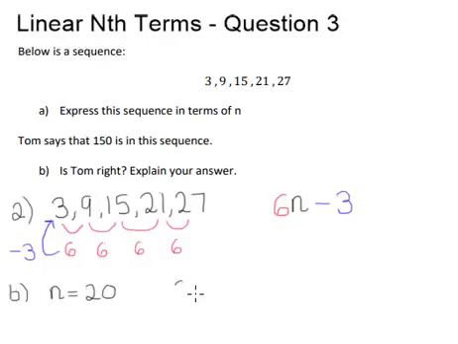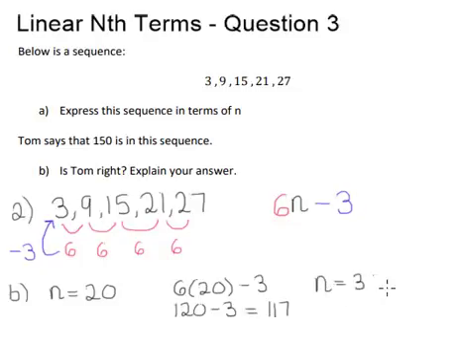When n is 20, I have 6 times 20 minus 3. 6 times 20 is 120, minus 3. Okay, that's going to be a lot less than what we wanted. We've got 117. So let's try a bigger value of n. What if I tried n is equal to 30? I'm going to have 6 times 30 minus 3. 6 times 30 is 180, minus 3 gives me 177. Okay, that's way too big.